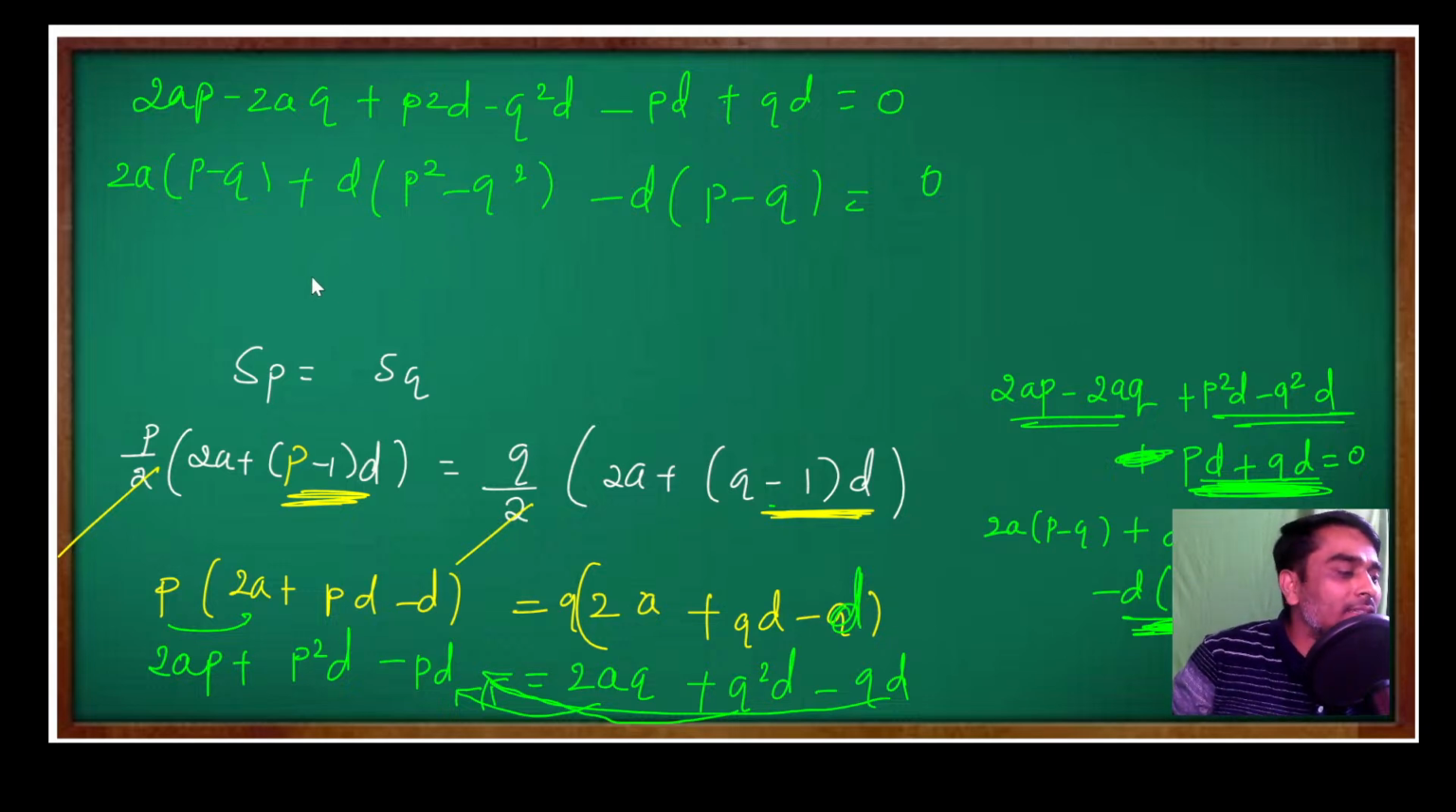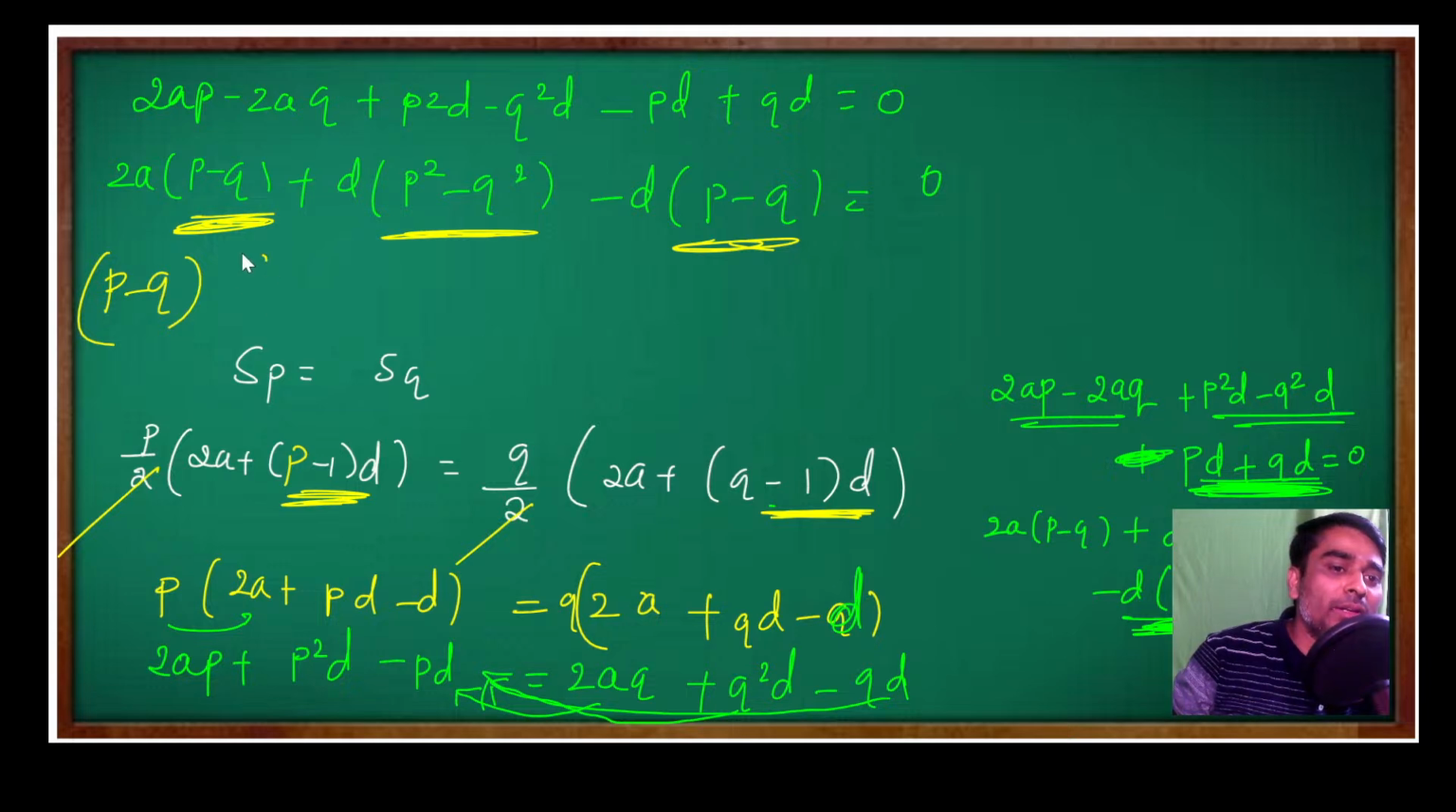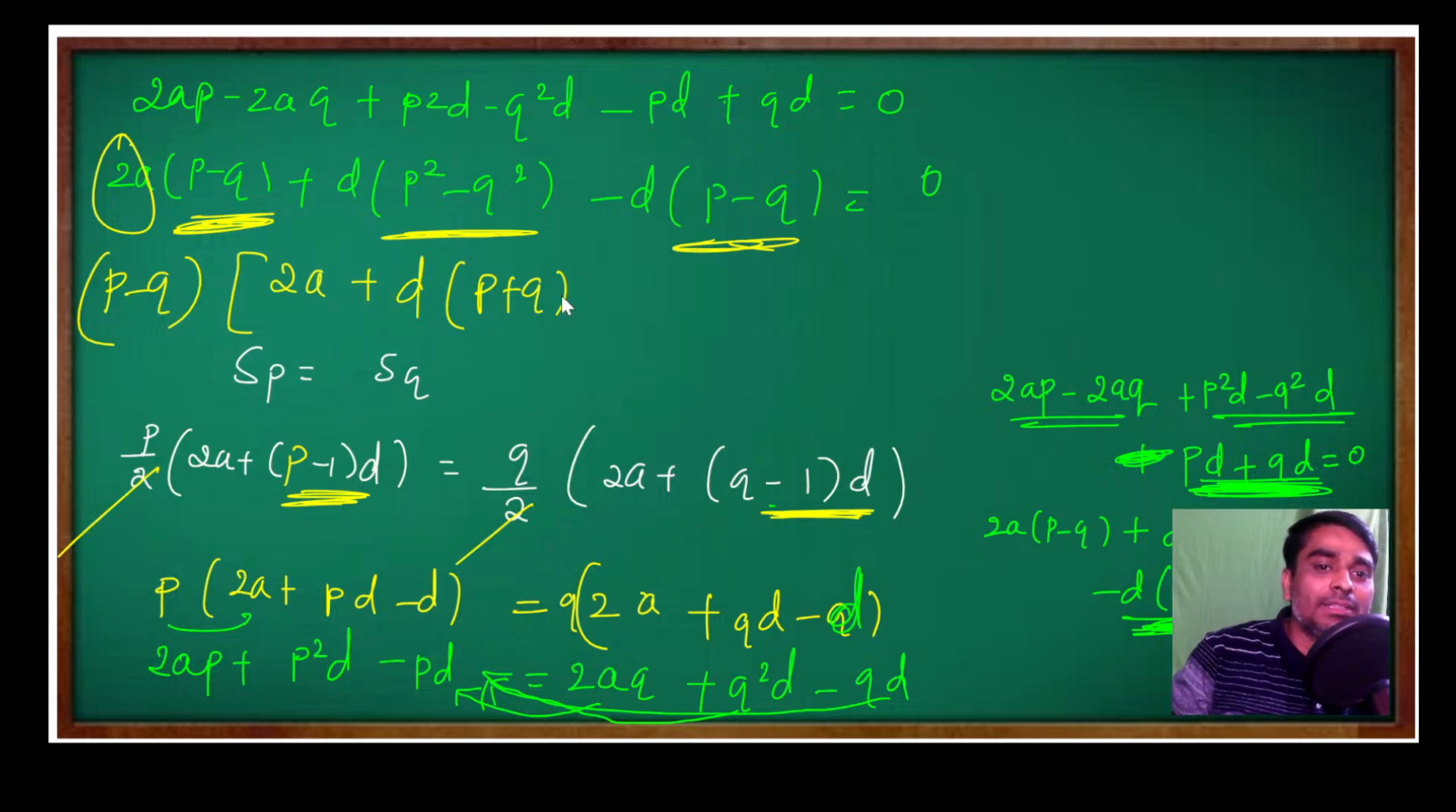Now look at this. Can you take p minus q common? P minus q you take common. So what will remain? Here 2a will remain, plus here d into p plus q will remain, and here minus d will remain, equal to 0.